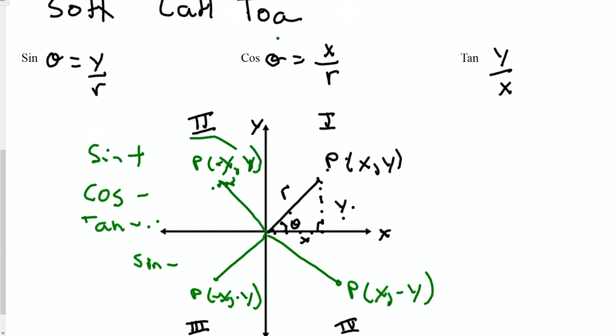Sine's negative. Cosine's negative. Now, if you look, tangent is x over y. So if I have a negative over a negative, that's going to mean tangent is positive. And then I can say the same here. When I do quadrant 4, I can see that all my y values are going to be negative. So I can see that sine is going to be negative. Cosine here is going to be positive, and tangent will be negative.